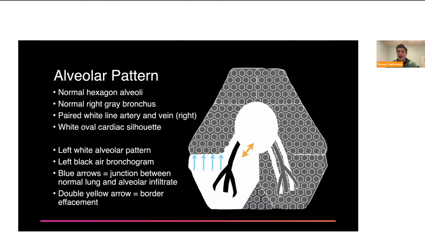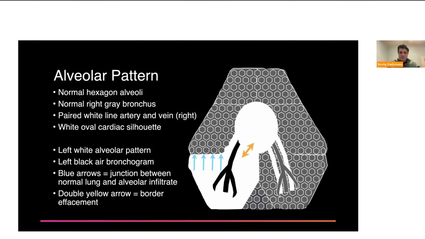This is just a schematic to help conceptualize what we're talking about here. So on the normal side of the lung here, we have a lobar bronchus, we have an artery outside of it, we have a vein, and that's your bronchovascular bundle. We have these hexagon alveoli that are gas-filled and dark in color. In the pathologic side, we have this soft tissue whiteout occluding the normal airspace. And what that does is it border effaces with those pulmonary vessels on each side of the bronchus and then highlights the bronchus if it's gas filled to create an air bronchogram.